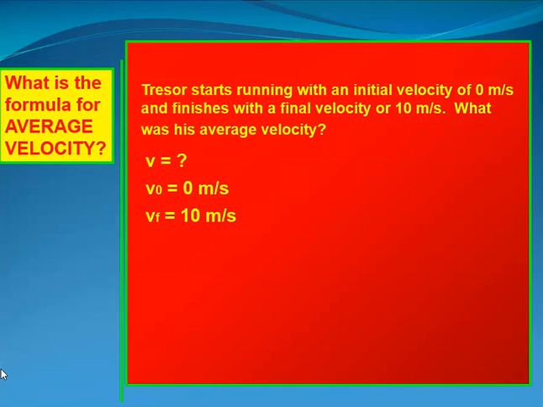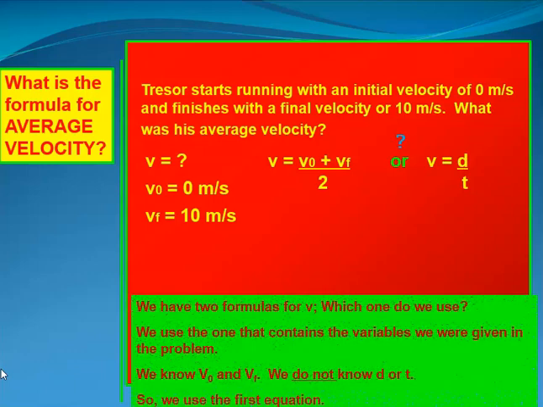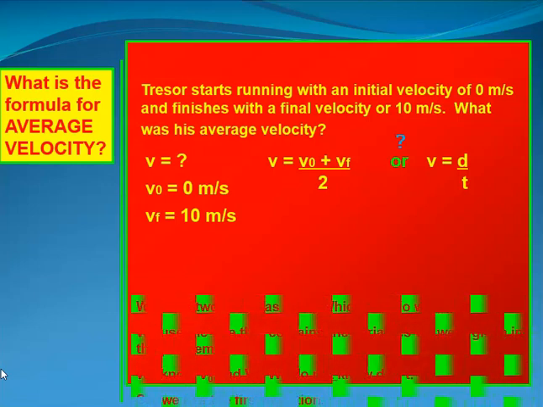Okay, now we have 2 formulas for average velocity that we've learned already. There's one of them, and there's the second one right there. So how do you know which one to choose? We have 2 formulas for V. Which one do we use? We use the one that contains the variables we were given in the problem. We know V0 and VF. We do not know D or T, so we use the first equation in this case. So we're going to go ahead and do that.